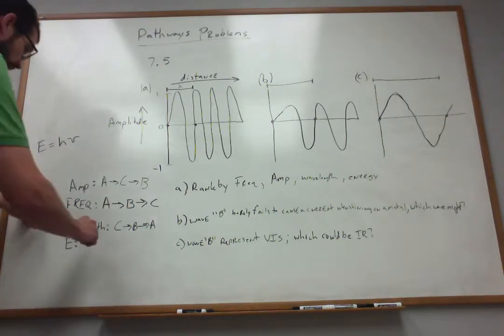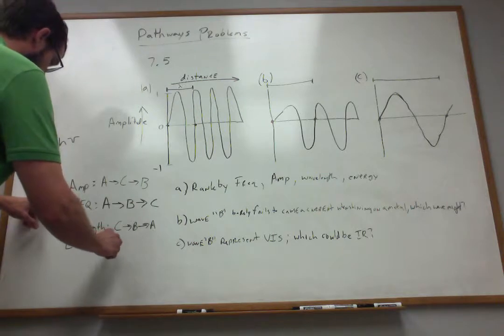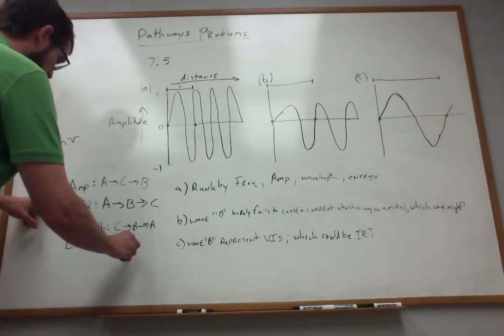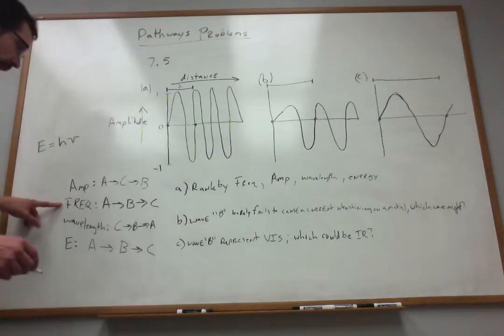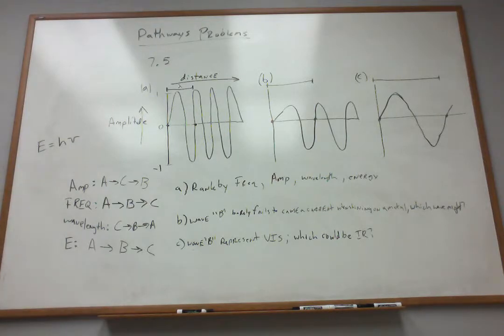So energy and frequency scale together. So whatever answer we got for a frequency has to be the same for energy, because the two are directly proportional. So A, having the highest frequency, would be the most energetic, followed by B and then C. There are some follow-up questions that your book asks here.